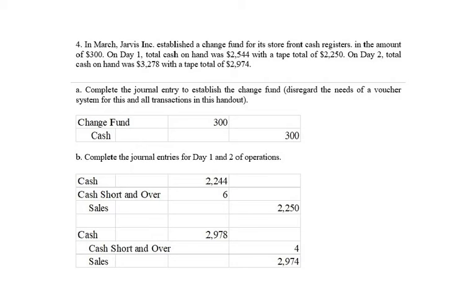And on day one, total cash on hand was $2,544 with a tape total of $2,250. Day two, cash on hand was $3,278 with a tape total of $2,974. Now, keep in mind, those total amounts of cash on hand also include the change fund itself, as you'll see in a moment.